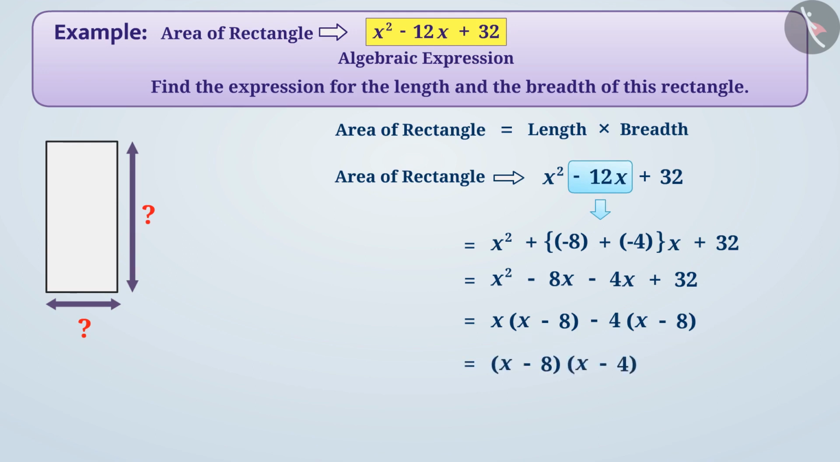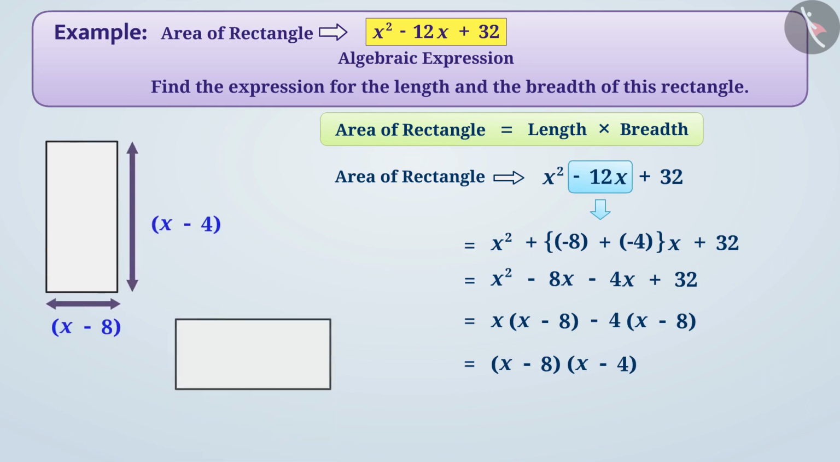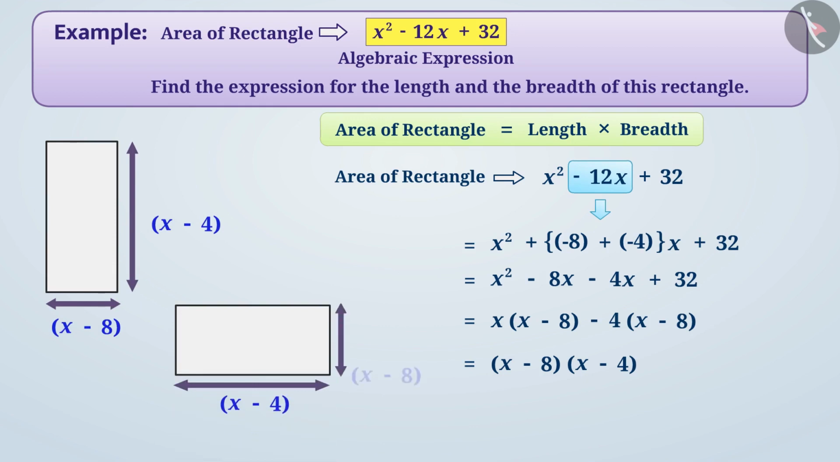We know that the area of a rectangle is equal to length multiplied by breadth. Therefore, we can say that the length of rectangle is x minus 8 and breadth is x minus 4, or the length of rectangle is x minus 4 and breadth is x minus 8.